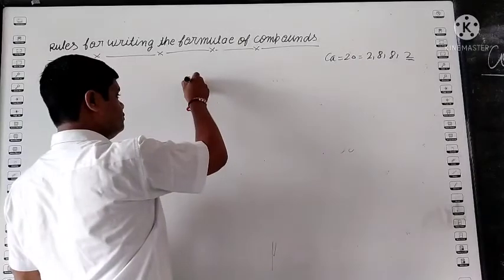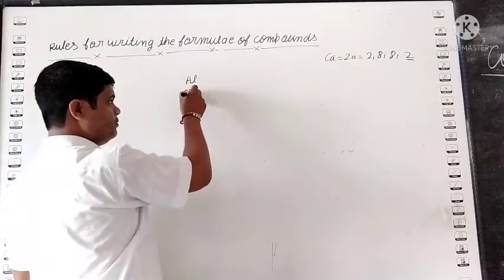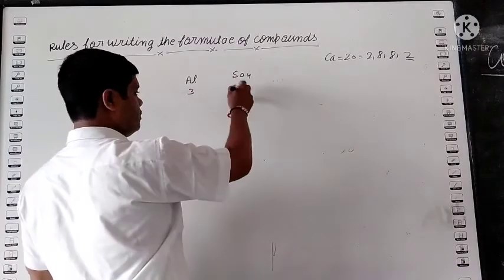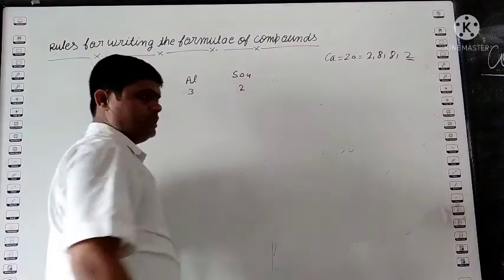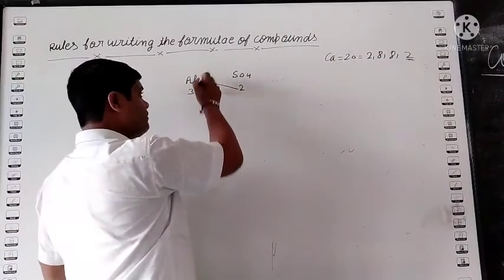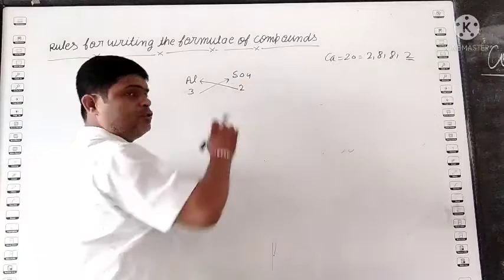Aluminium has a plus 3 charge, but don't write the plus, only write the 3. And sulfate, SO4, has a minus 2 charge, so write the 2. So it means 2 multiplies aluminium and 3 multiplies the SO4.